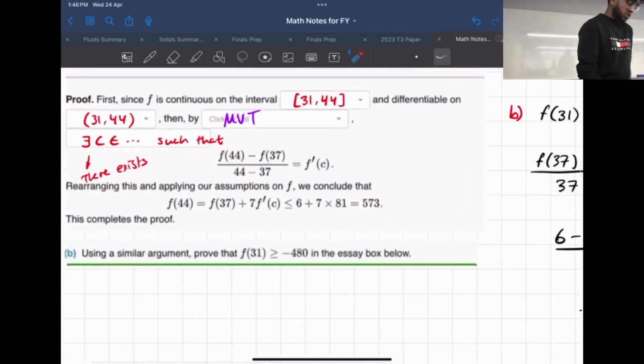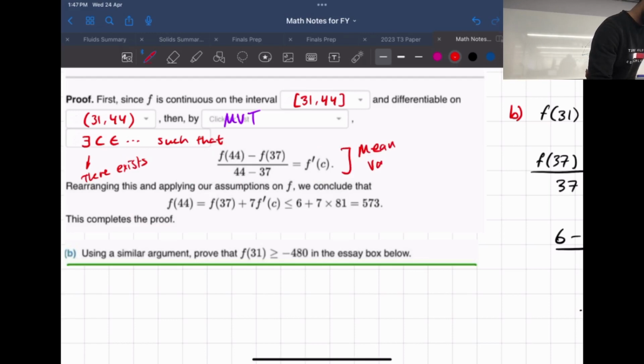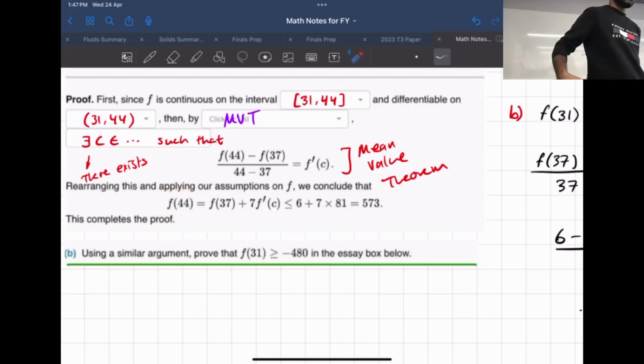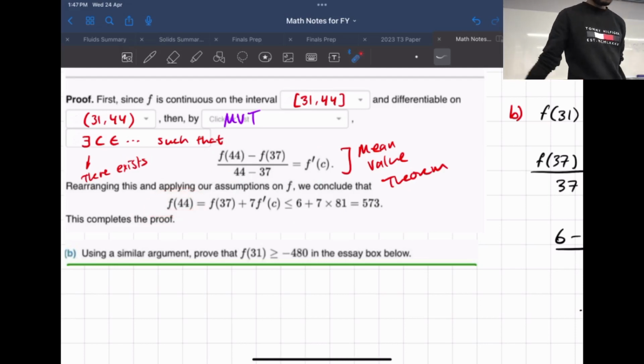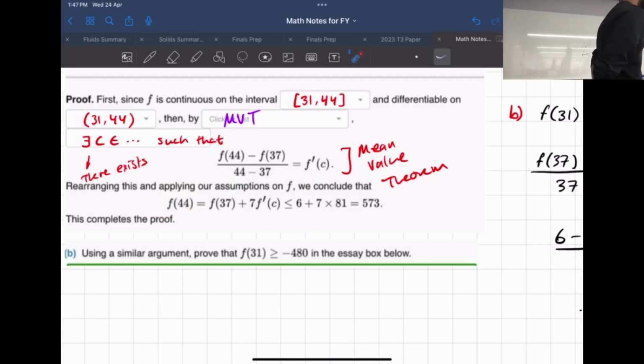Alright, and they've actually shown us how to find the upper bound. So f of 44, this is using the mean value theorem. And you can just rearrange for f of 44. Alright. Okay. Now, using a similar argument, prove that f of 31 is greater than or equal to minus 480.